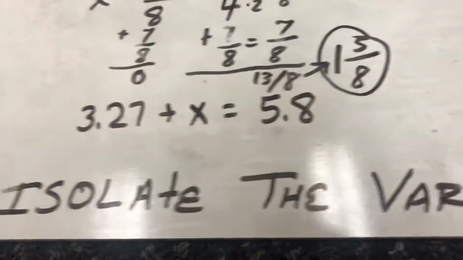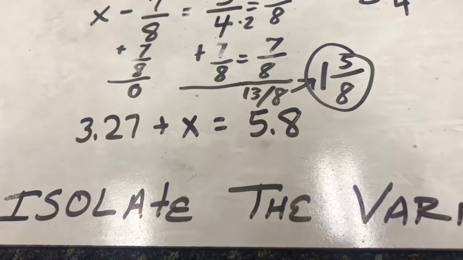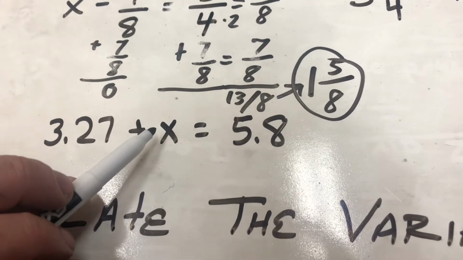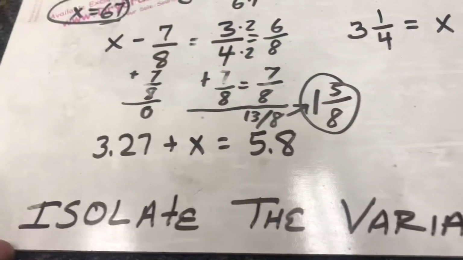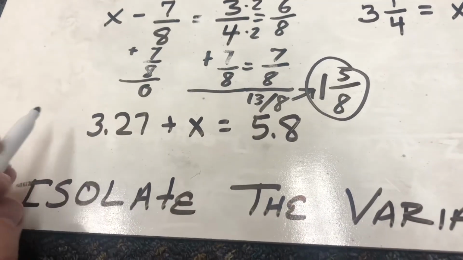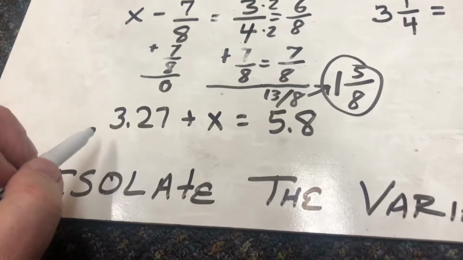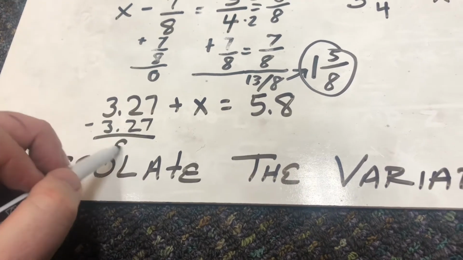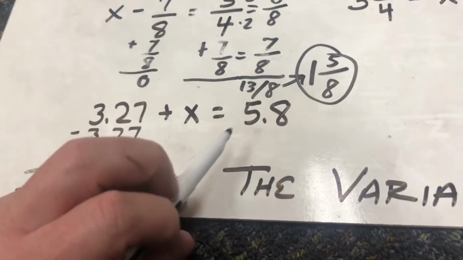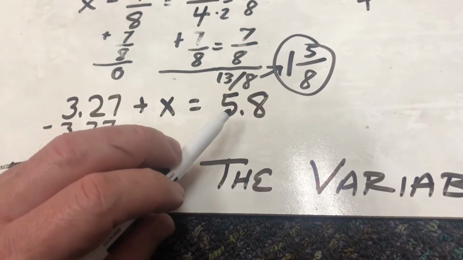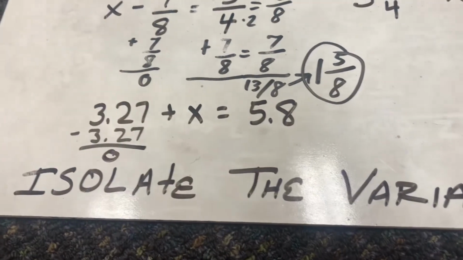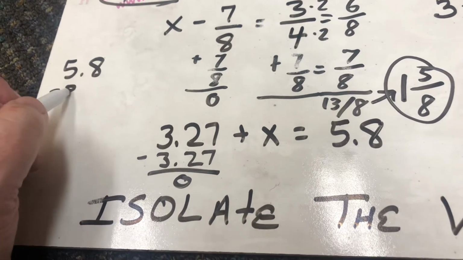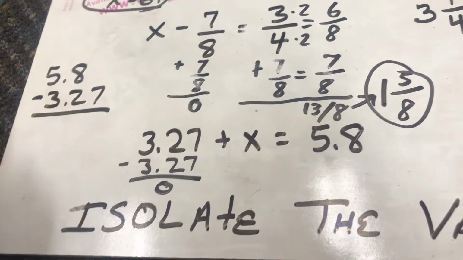Final answer. All right, 3 and 27/100 plus x equals 5.8. Well, here the x is over here, but it doesn't really matter. Still, what I have to get rid of is this 3 and 27/100. And since that's a positive 3 and 27/100, I'm going to subtract 3 and 27/100 from this side, which means I have to subtract 3 and 27/100 from this side. So it's going to be 5.8 minus 3 and 27/100.